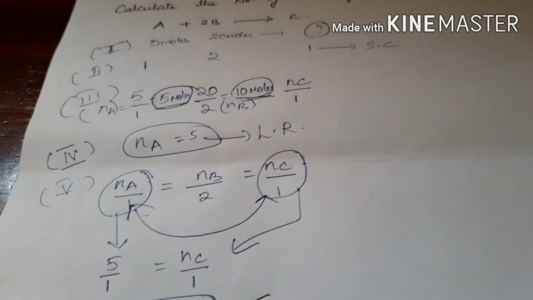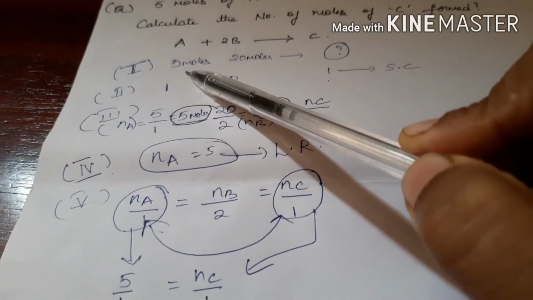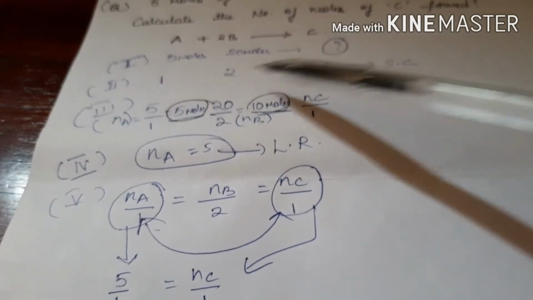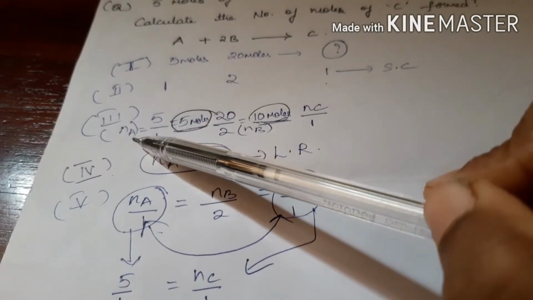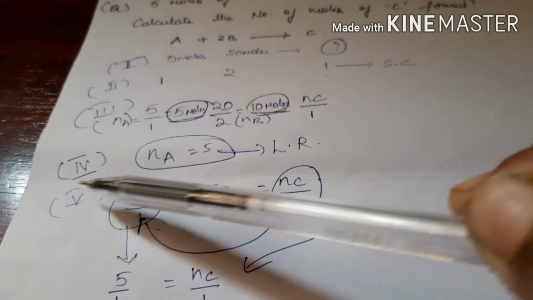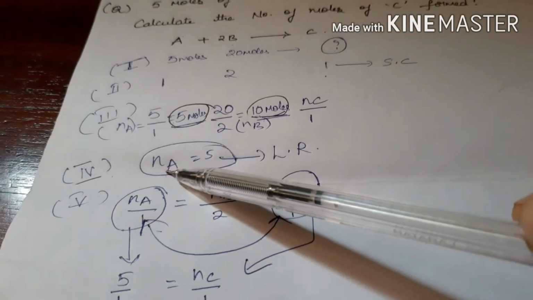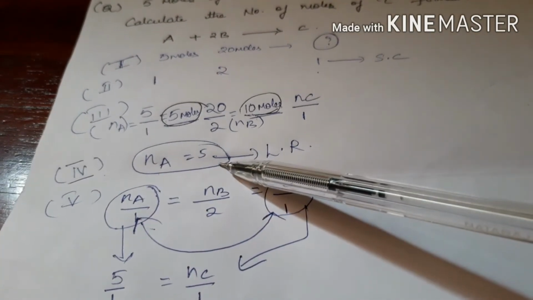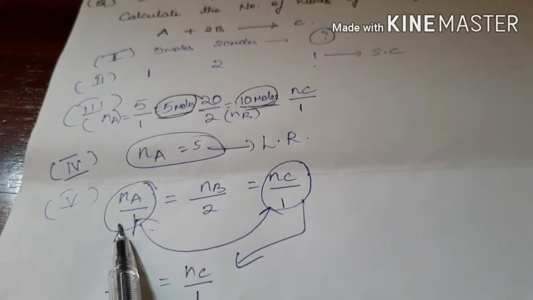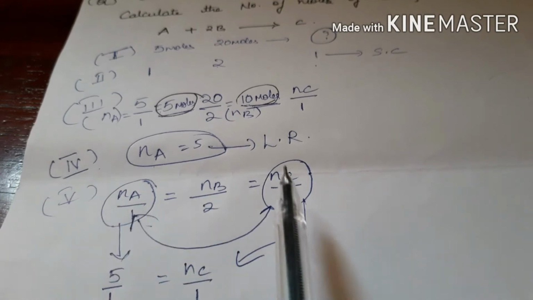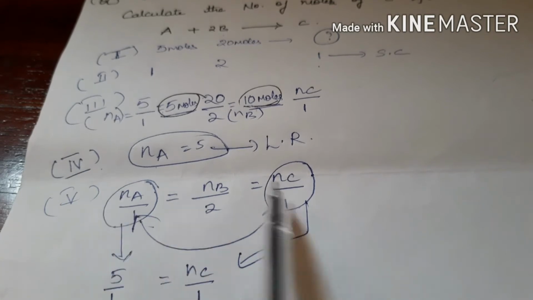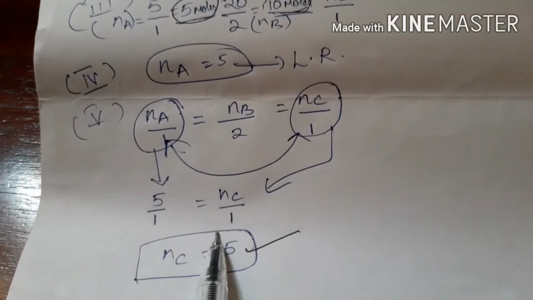Remember once: the first trick is write the number of moles of reactants and products. Second trick is write the stoichiometric coefficient. Third trick is divide, that means number of moles by stoichiometric coefficient. Fourth trick is the reactant which has the minimum of this ratio is the limiting reagent. Fifth trick is mole analysis. By using the limiting reagent only, this one is mole, this one is mole, that means number of moles of A and number of moles of C. We can analyze these two, then we get Nc, the number of moles of C.